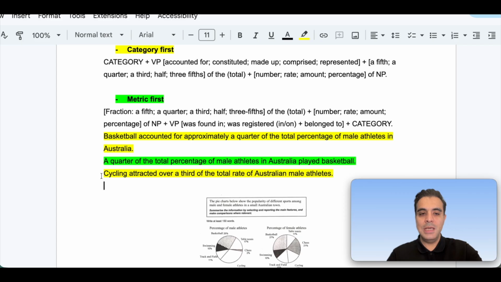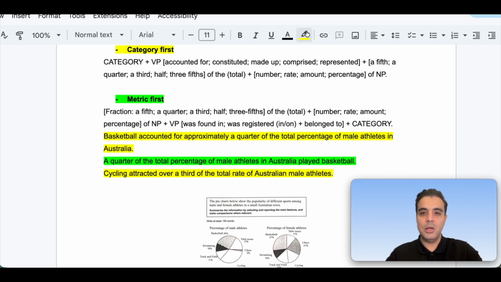So we're taking this sentence that was written using the category first structure, and we're going to write it in the metric first format. Once again, what do we start with? We start with the fraction. So what is the fraction? It is a third of the total rate of Australian male athletes. I'm going to repeat that.